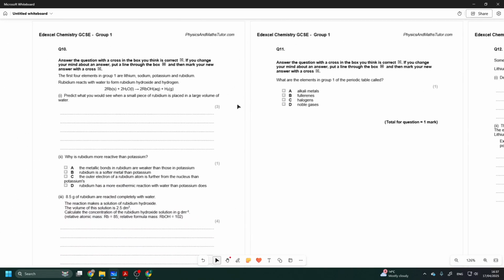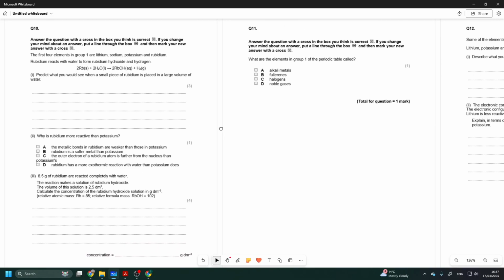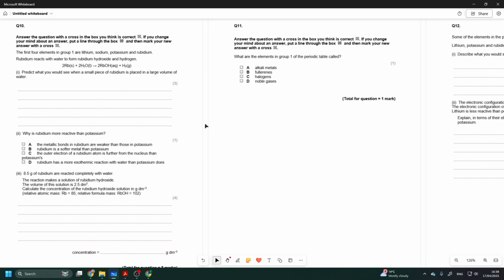Right, here we go. I think this is the last row of pages. It is. So, answer the question with a cross in the box you think is correct. Rubidium reacts with water to form rubidium hydroxide and hydrogen. You know all things in Group 1 react the same. Predict what you would see when a small piece of rubidium is placed in a large volume of water.